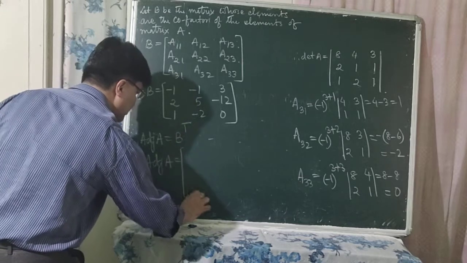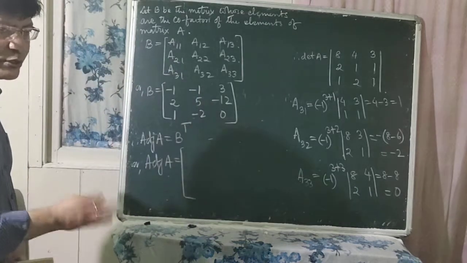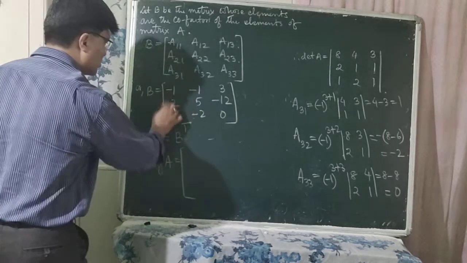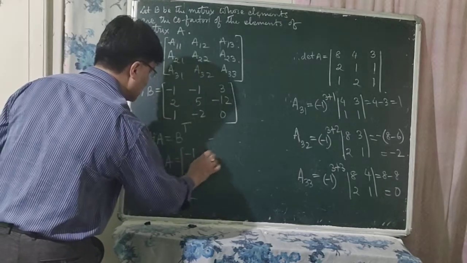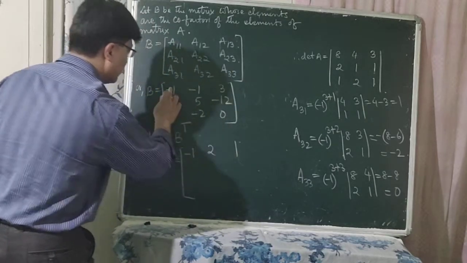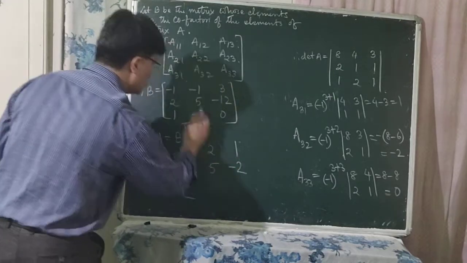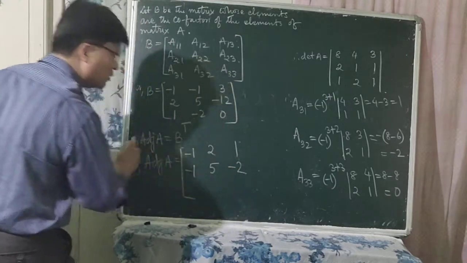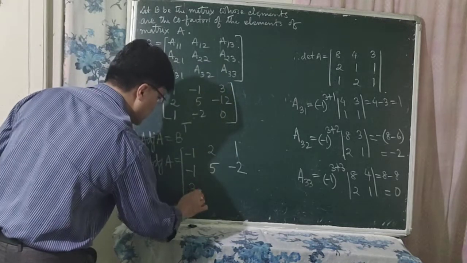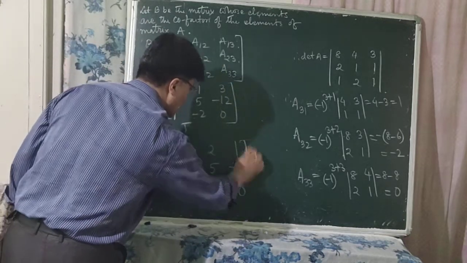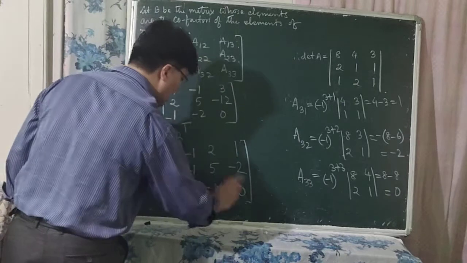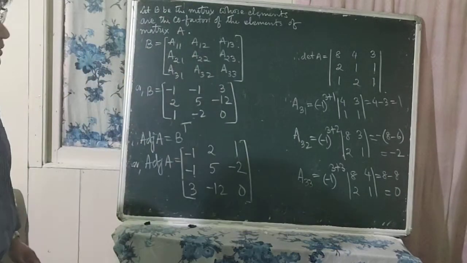Now in this case also you have to change columns into rows and rows into columns. The first column becomes the first row out here: -1 2 1, then -1 5 -2. The second column becomes the second row. Then 3 -12 0. That means the third column becomes the third row here. That is your adjoint of A.